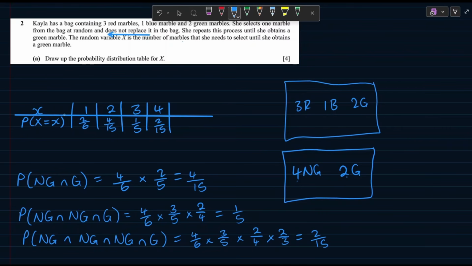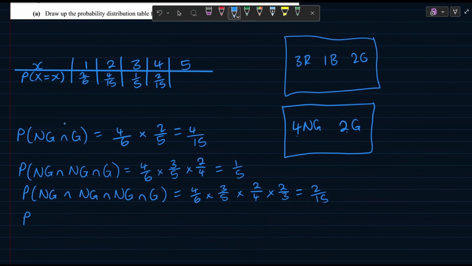And since we've got 4 not green marbles, the worst case scenario is that we first pick all 4 not green marbles, and then on our 5th pick we get our first green marble. So the worst case scenario is having to pick 5 marbles. So that's going to be probability of not green and not green and not green and not green. Then finally we get our green.